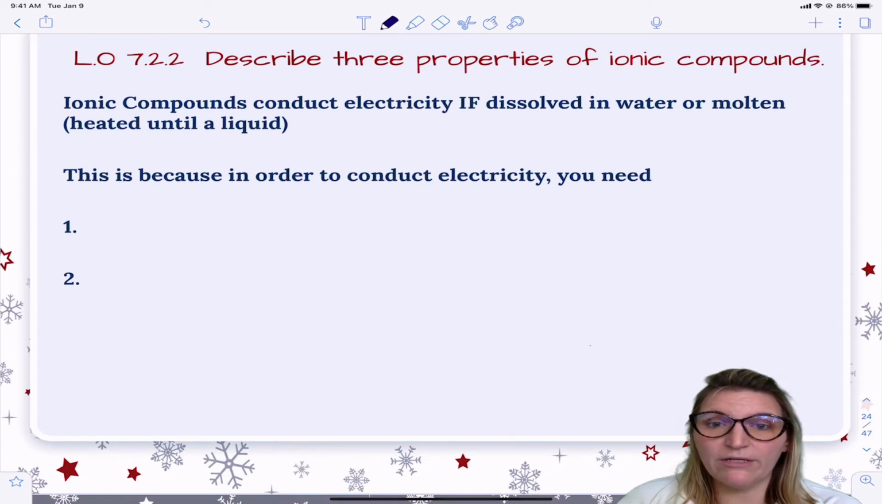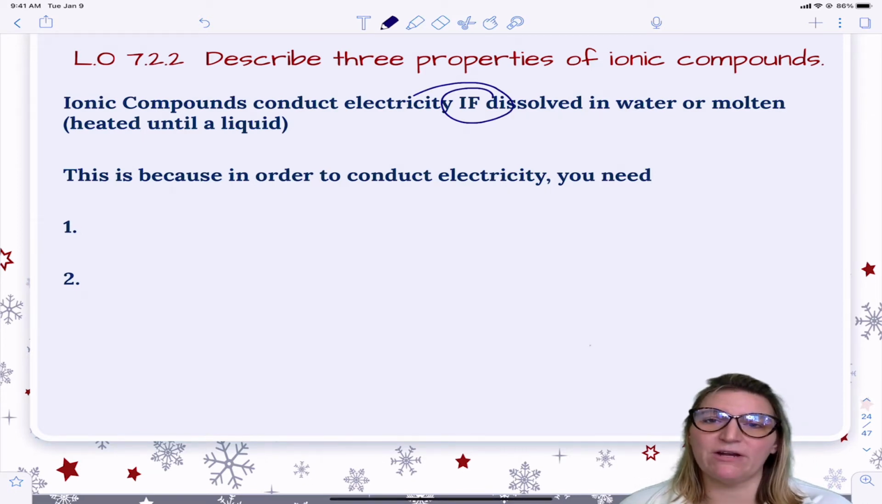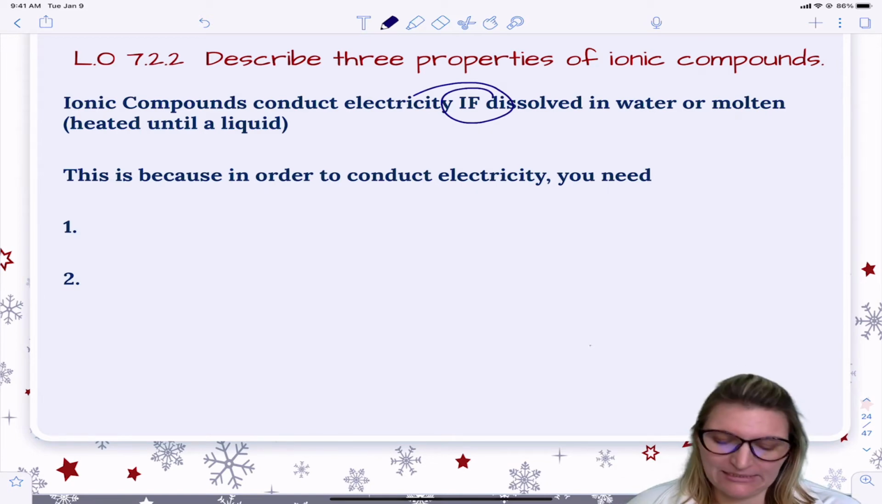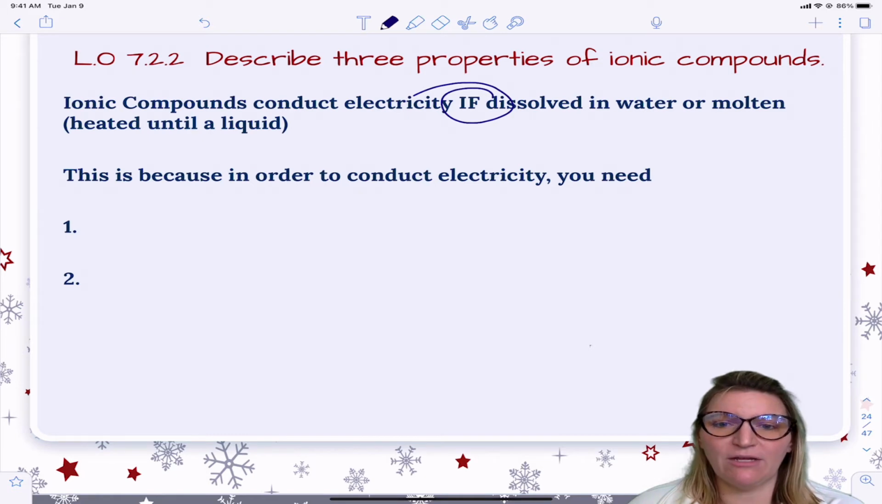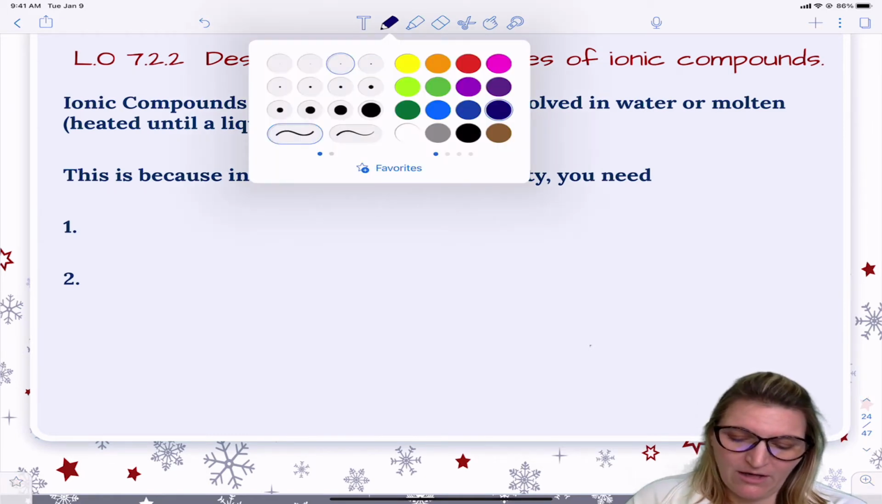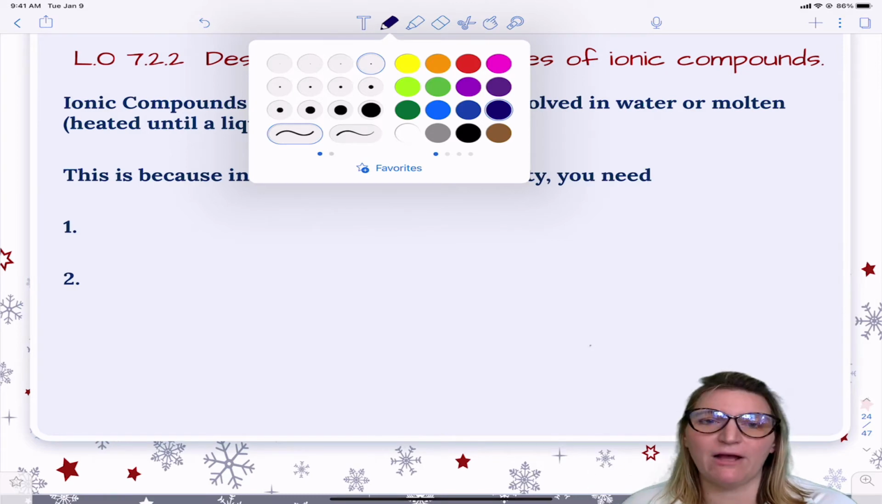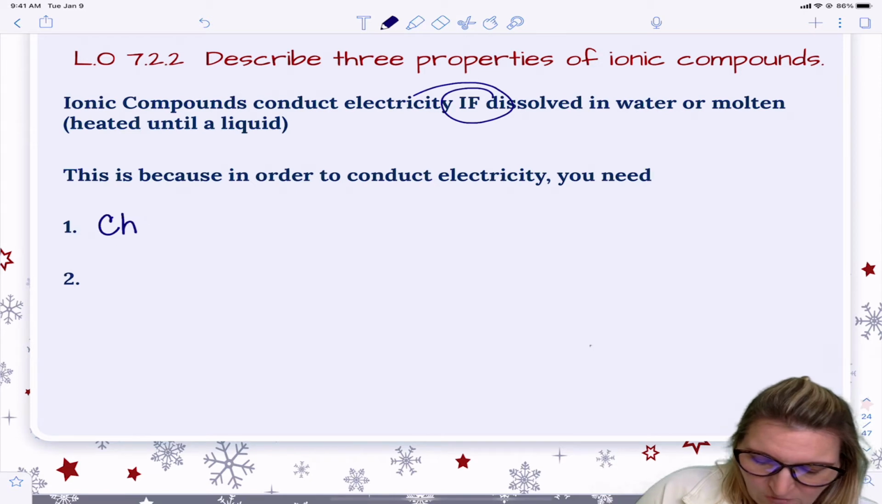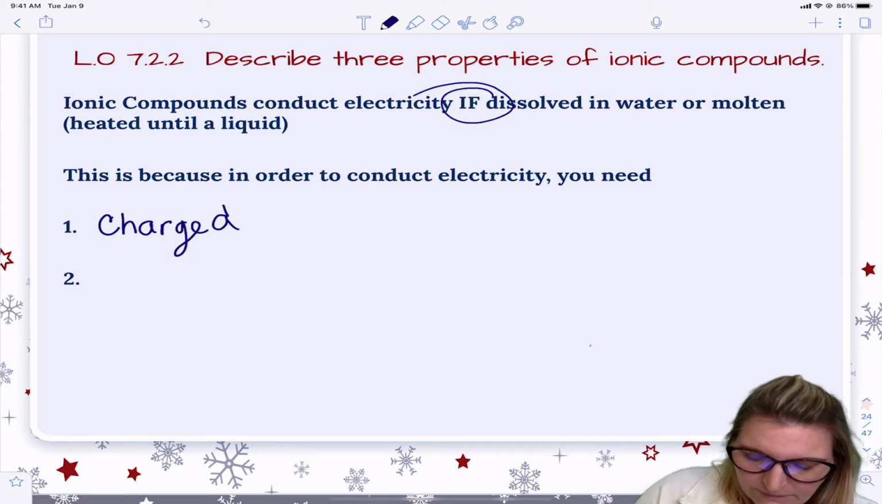Another really important property of ionic compounds is that they will conduct electricity, but it's a big if, only if they are dissolved in water or heated till they are molten. So basically made into a liquid. Why is that? Because you need two things in order to conduct electricity. And this will be a theme that we will talk about throughout the year. The two things that you need in order to conduct electricity is you need some sort of charged particles.